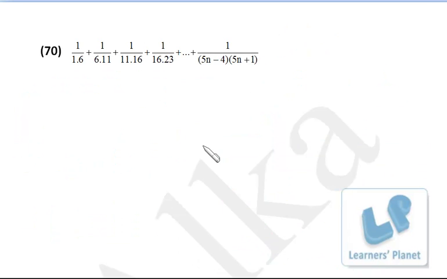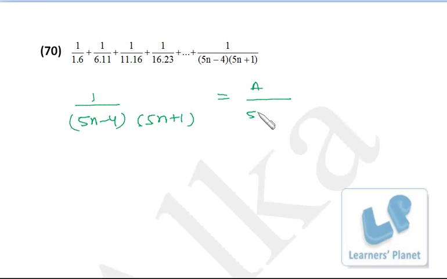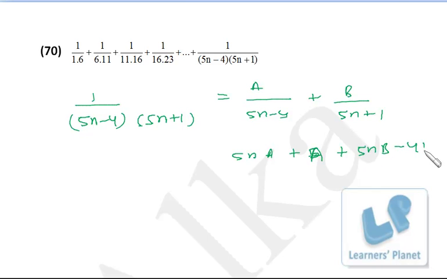Now this is a similar sum. Here the nth term is already given, so what I do, I write 1 upon (5n minus 4) into (5n plus 1) is equal to a upon (5n minus 4) plus b upon (5n plus 1), right? So a(5n plus 1) plus b(5n minus 4) is equal to 1, because the denominators will get cancelled if we equate.